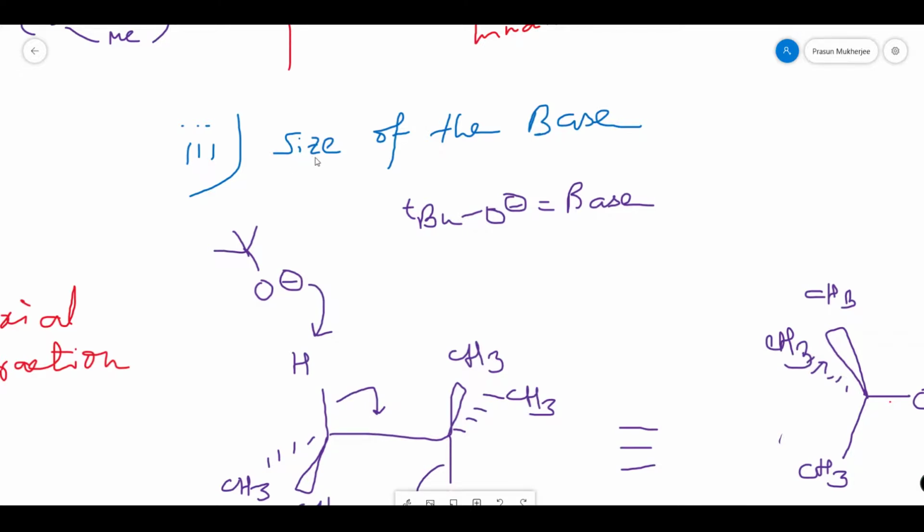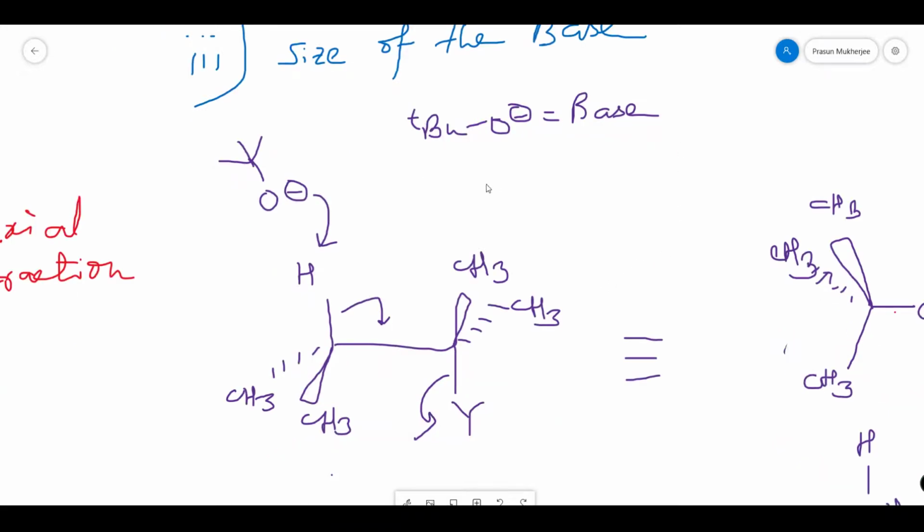Let us consider the fourth factor, which is the size of the base. This is another interesting factor. Let's consider the base is tertiary butoxide, which is the extreme condition where the steric repulsion will be maximum because of the presence of these 3 methyl groups. So in case of tertiary butoxide, the base should be approached from the exact opposite, or rather 180 degree angle, with respect to this carbon hydrogen bond.